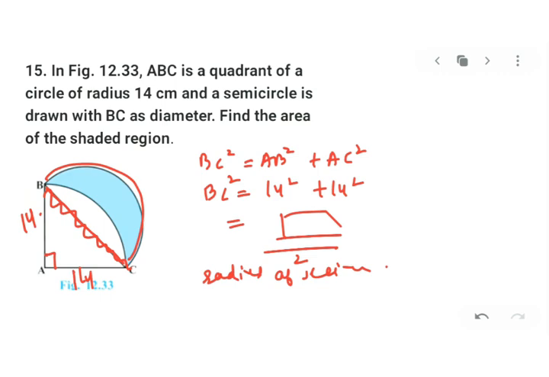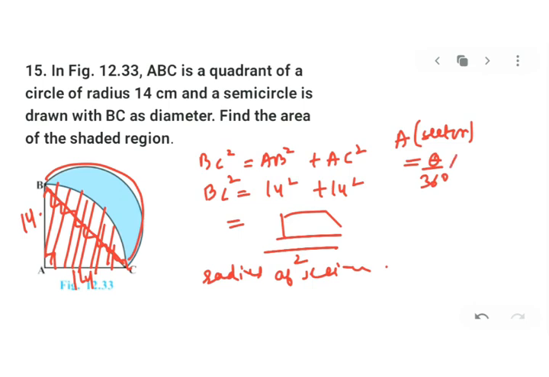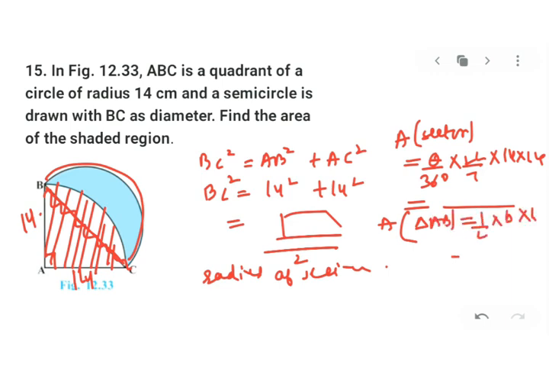Shall I go with area of sector first? That means finding this. So I'll go for area of sector, that is area of quadrant. I'll go with theta upon 360 into 22/7 into 14 into 14. So that will be area of sector. Now I'll take area of triangle. So area of triangle will be triangle ABC, that will be half base into height, that will be half into 14 into 14. Am I correct with this?